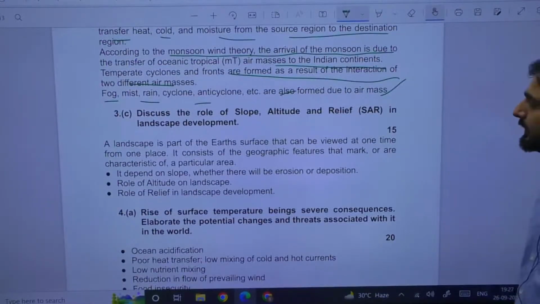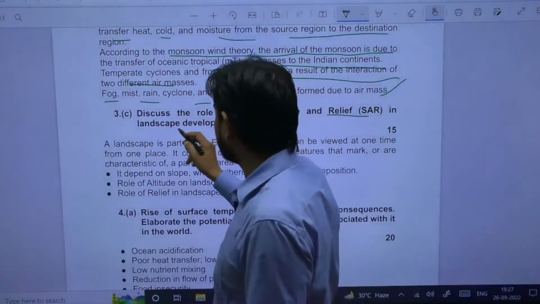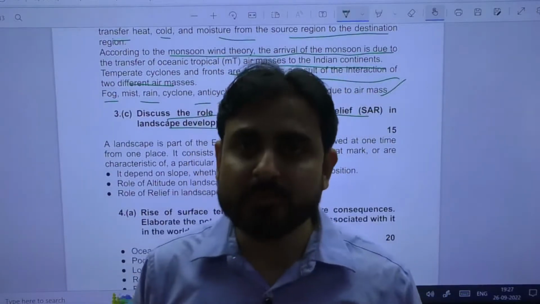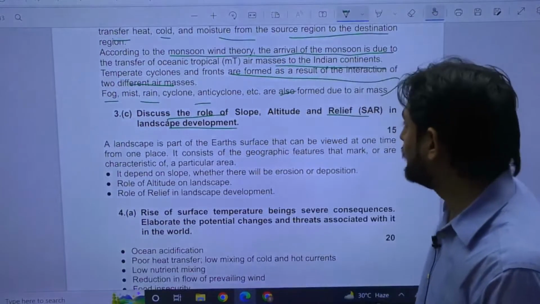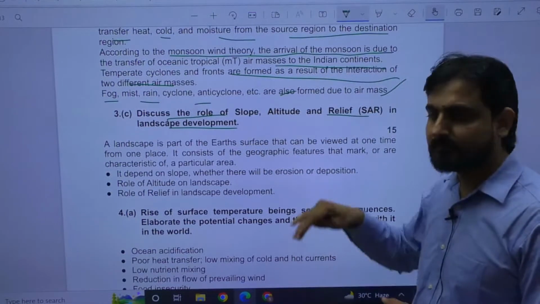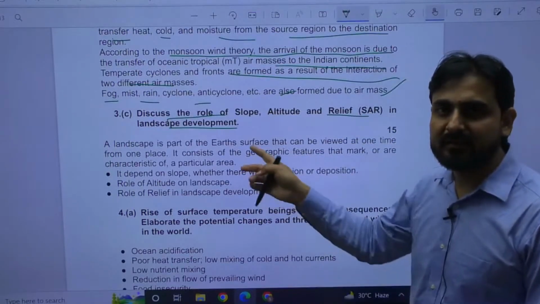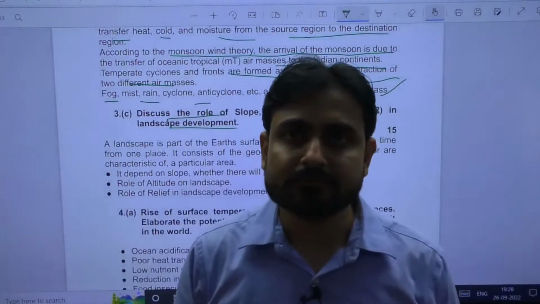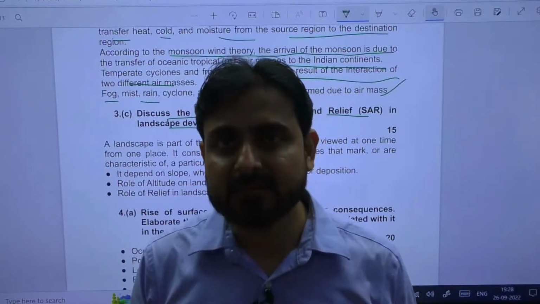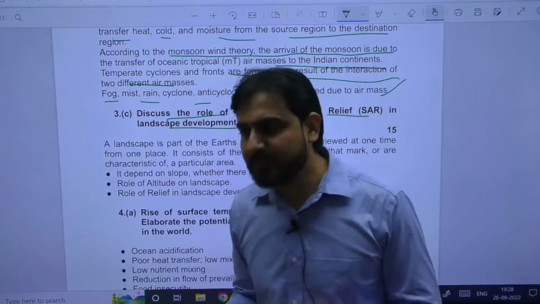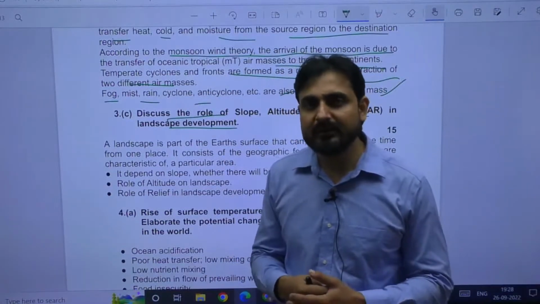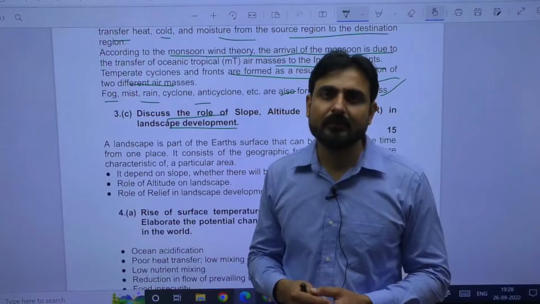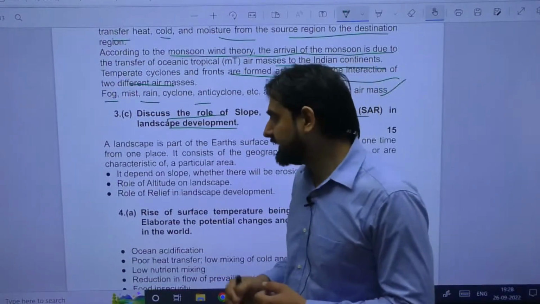Discuss the role of slope, altitude, relief in landscape development. So, I think you can easily discuss the role of slope. If the slope is steep, then in the development of the landform there will be more landslides, more change, earthquakes, mass movement, etc. More pace of erosion activities or deposition activities, etc.